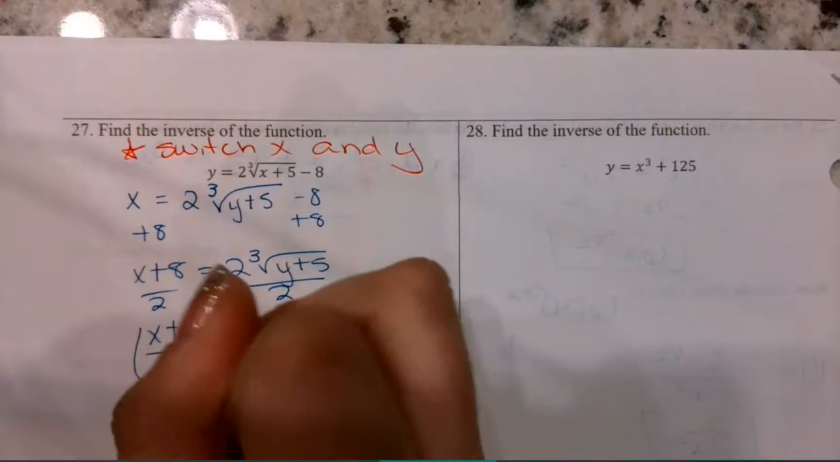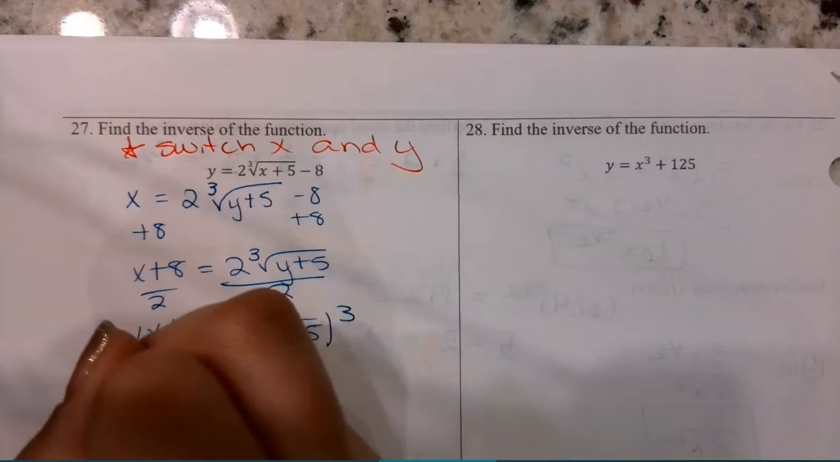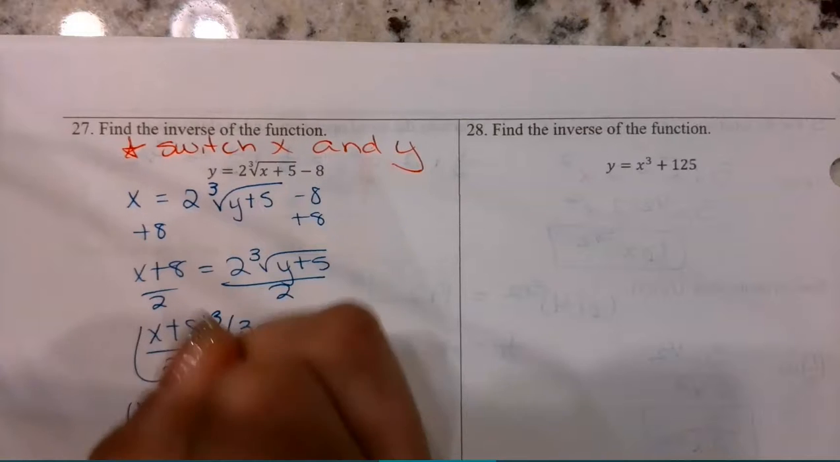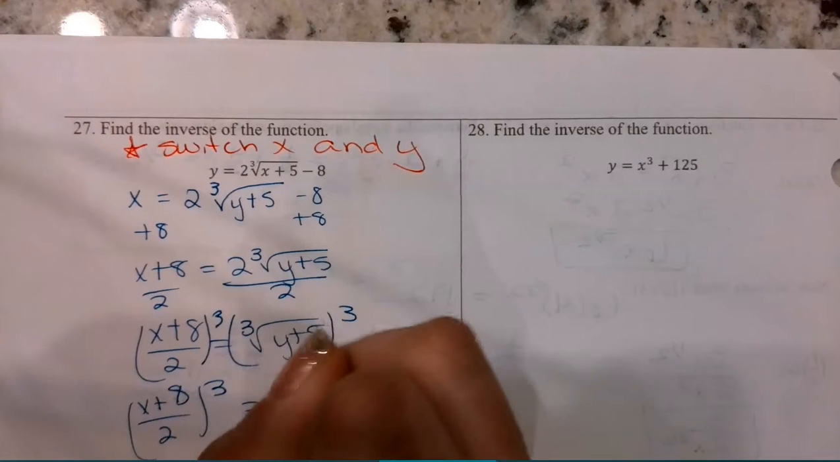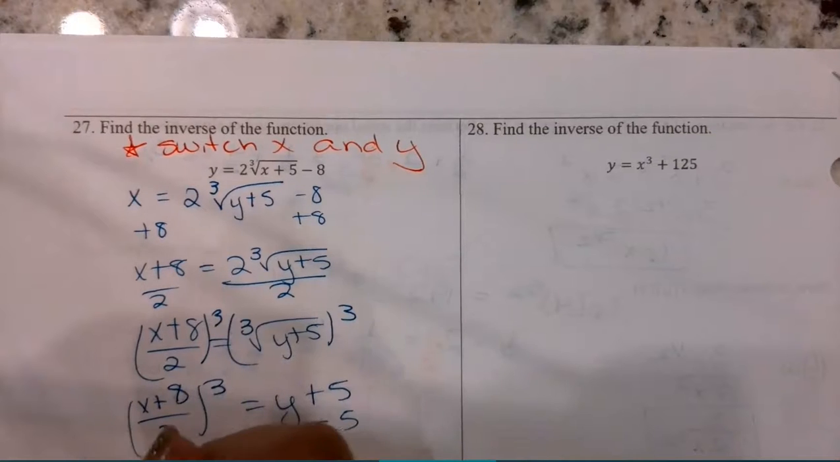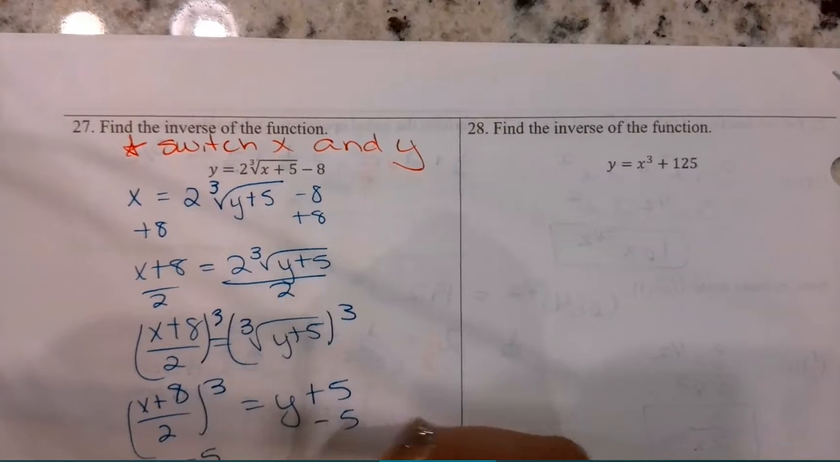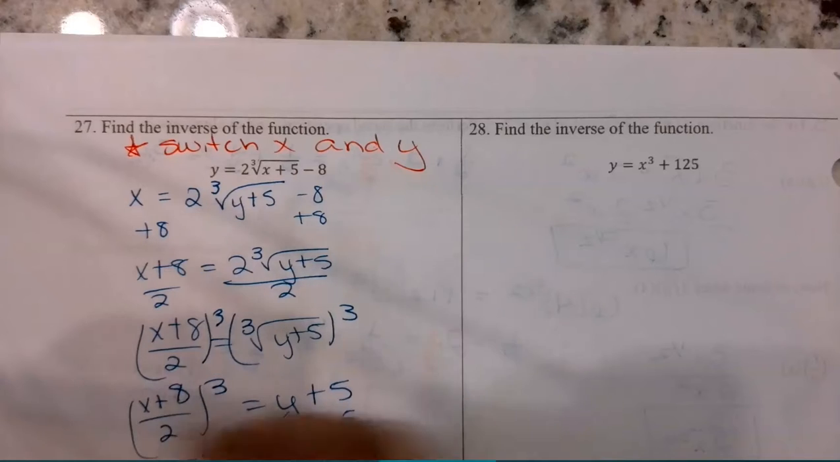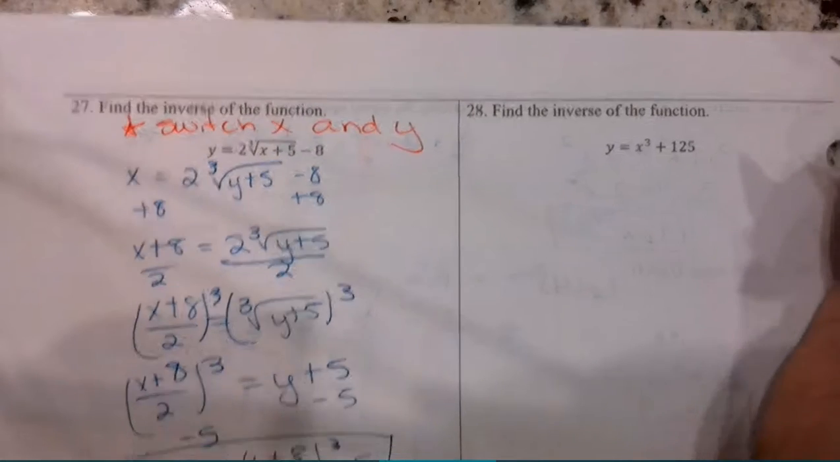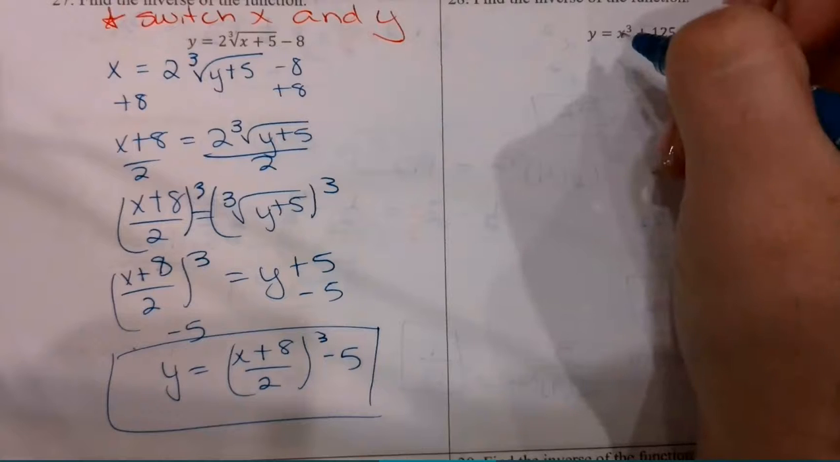Next, I want to get rid of the cube root by cubing both sides. X plus 8 over 2 cubed equals y plus 5. Subtract 5. Y equals x plus 8 over 2 cubed minus 5. Over here, that was off this one, I'm sorry. I am finding the inverse of a cube.